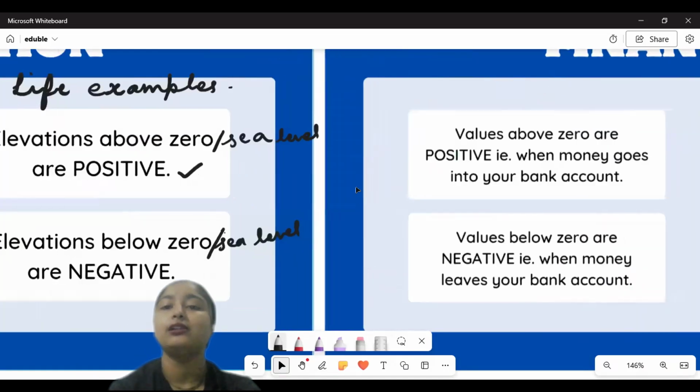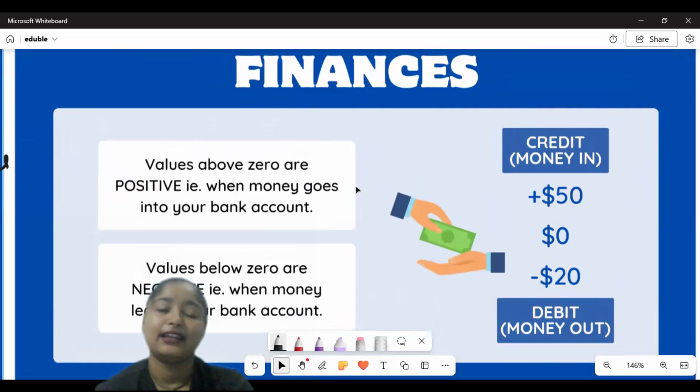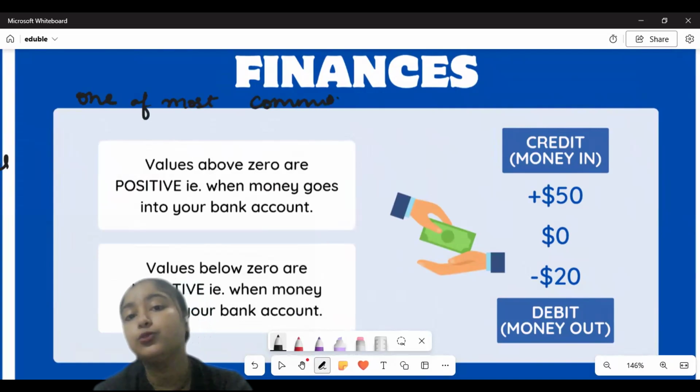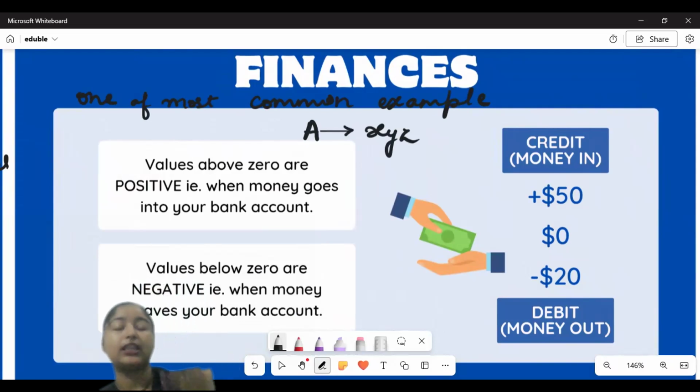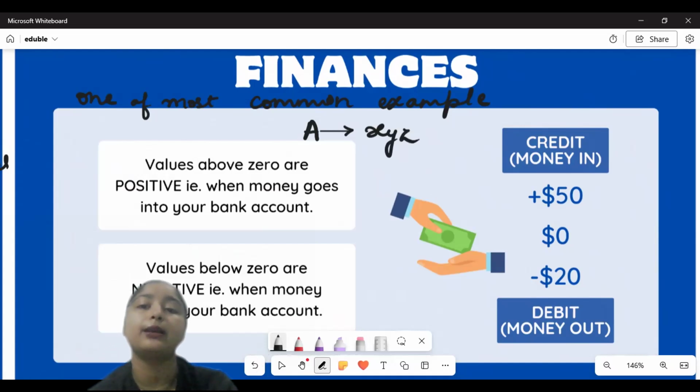Let's see another example: finances. Now, this is also one of the most common real life examples where you use integers. Let's understand this concept. A person A has an account in, let's say, XYZ bank. Now, person A withdraws some money.